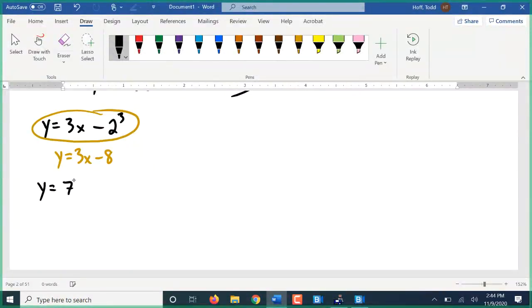Y equals 7 divided by x. That will not be a line because we're dividing by a variable. So no, that's not going to make a line on the graph. Y equals 16x squared minus 3. Well, there's an x squared. There's a power on my variable. That will not form a line on the graph.